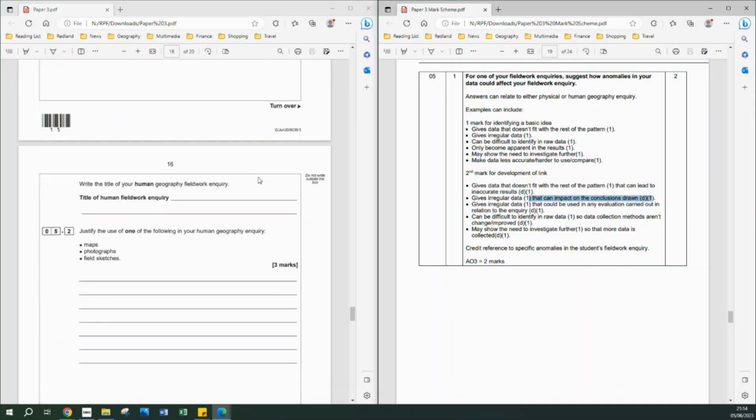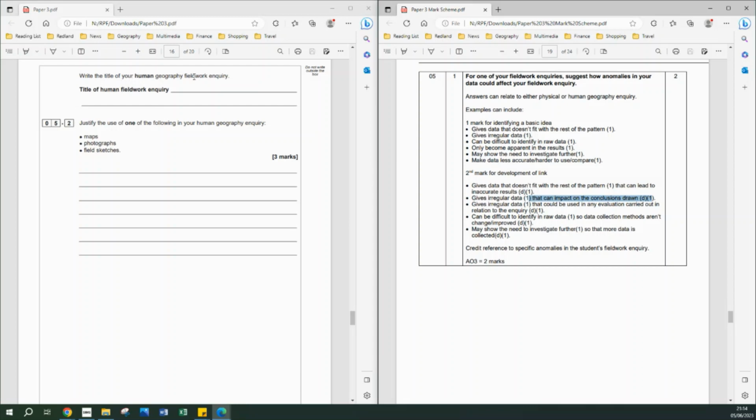Okay, you then have, using the title of your human geography fieldwork, you have to give it here. In the case of Red and Green School, where we are, we looked at whether the harborside regeneration in Bristol was successful and sustainable. It says justify one of the following human geography inquiry. So in this case here, the use of one of the following.